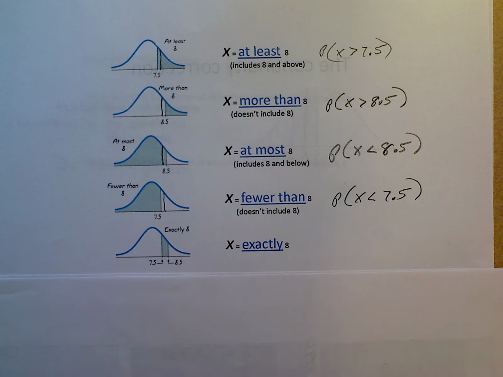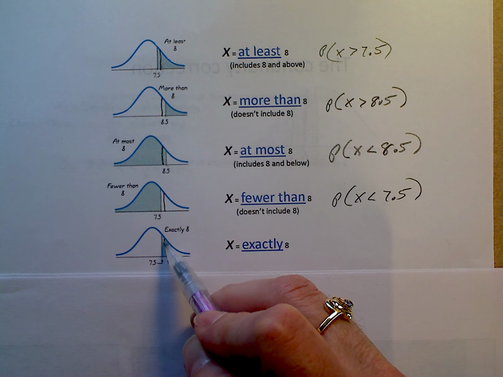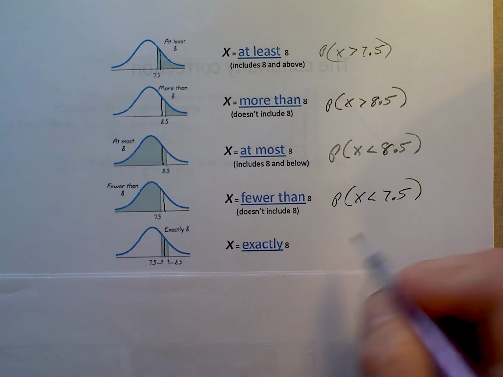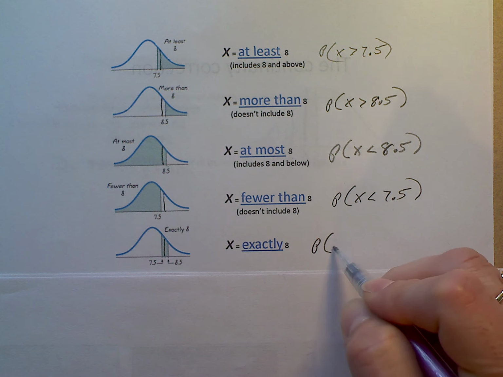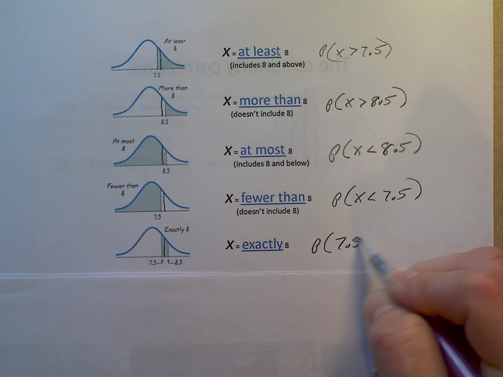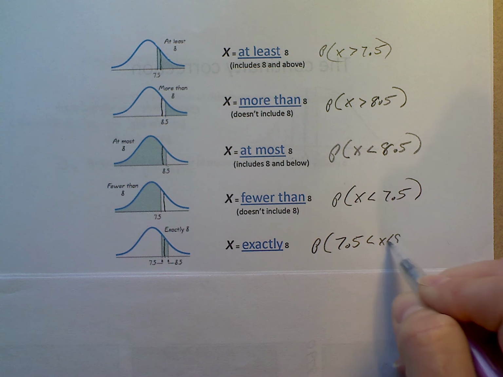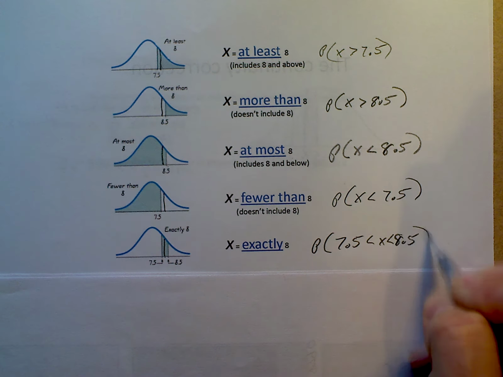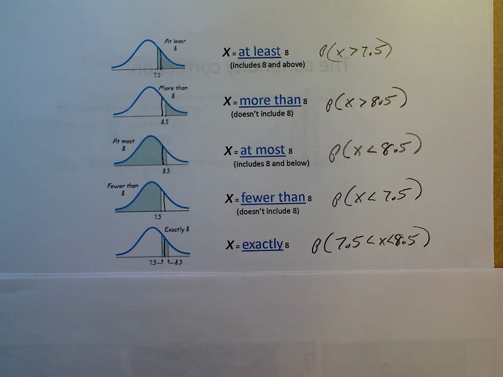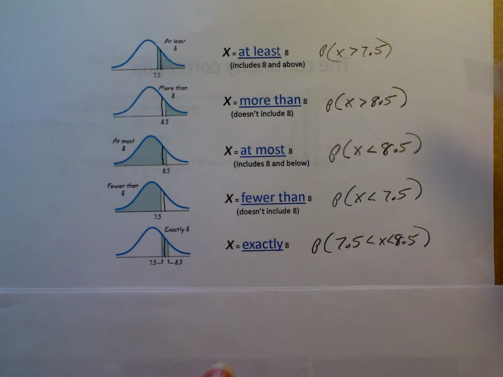You ready? Exactly 8. Normal distribution is about area. So I can't find the area of one line. I have to find the area around the 8. So what we're going to do is find between 7.5 and 8.5. Okay, exactly 8.